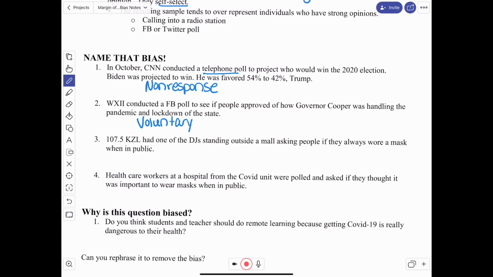Okay, so 107.5 KZL had one of the DJs, and this one, I'll be honest, I made this one up, but it could happen. So 107.5 KZL had one of the DJs standing outside the mall asking people if they always wore a mask when in public. So people want to say they want to do the morally right thing. So this would be response bias, because they want to say, yes, of course I'm wearing my mask.